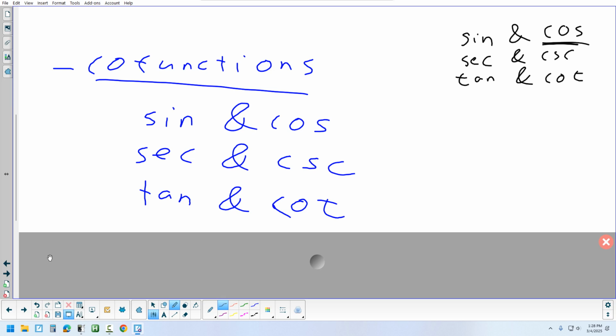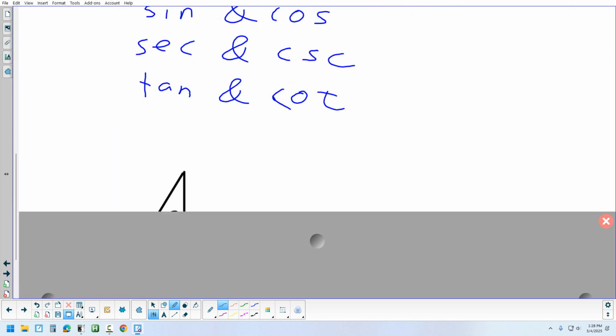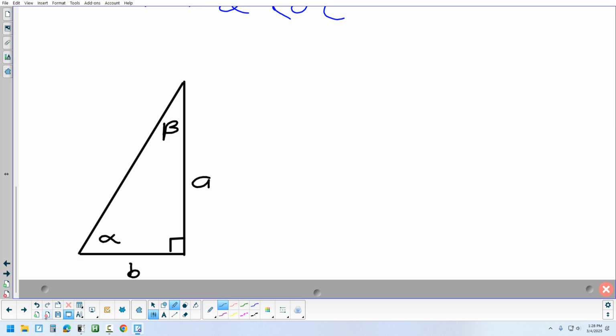Okay, any questions on those pair of cofunctions? Nope. All right, now we're going to put the idea of cofunctions and complementary angles together. When we're solving a right triangle, that's the diagram we're generally going to use. We talk about these labels.